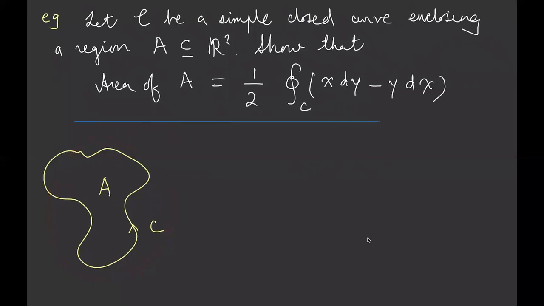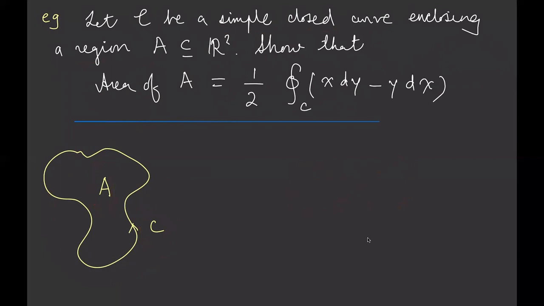So we've got a simple closed curve. Simple means that it's non-intersecting, so you can't have a figure 8 type curve. It's non-self-intersecting, and it has to be closed, of course, because if not, it's not going to enclose a region. It has to connect back onto itself. So C is the boundary of the region A.